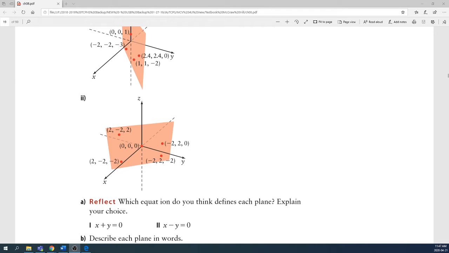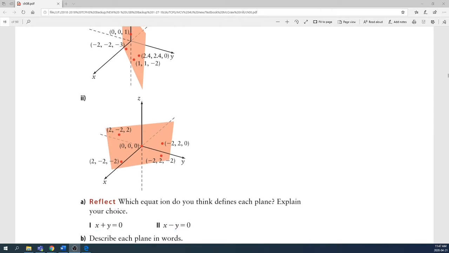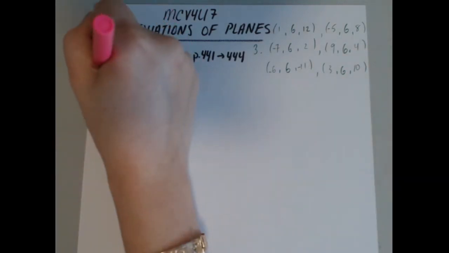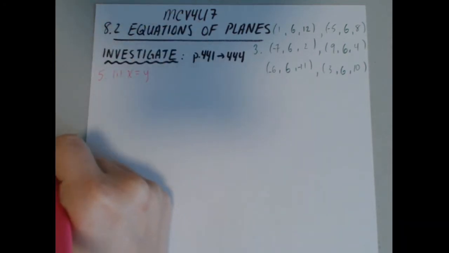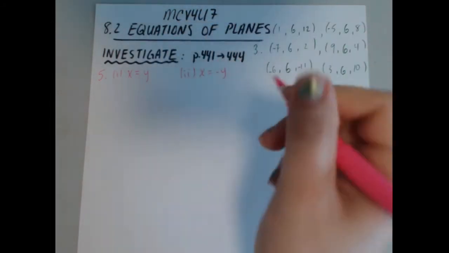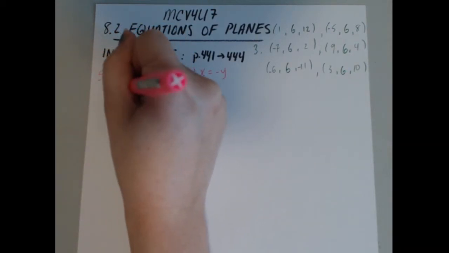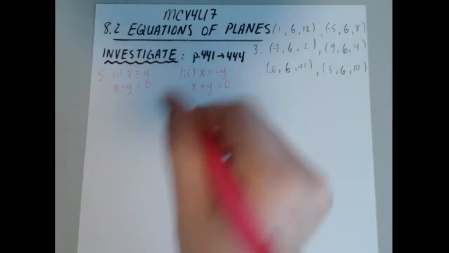Okay. Which equation do you think defines each plane? Okay, so x plus y equals 0. Well, we just said that for the plane in I, the x and y values are equal to each other. So let's just go back to the sheet here. So this is for 5. So for I, we said that the x values and the y values are the same. For part II, we said that the x values were the negative of the y values. Now, if I just rearrange these equations, for I get x minus y is equal to 0, and for II I get x plus y is equal to 0.